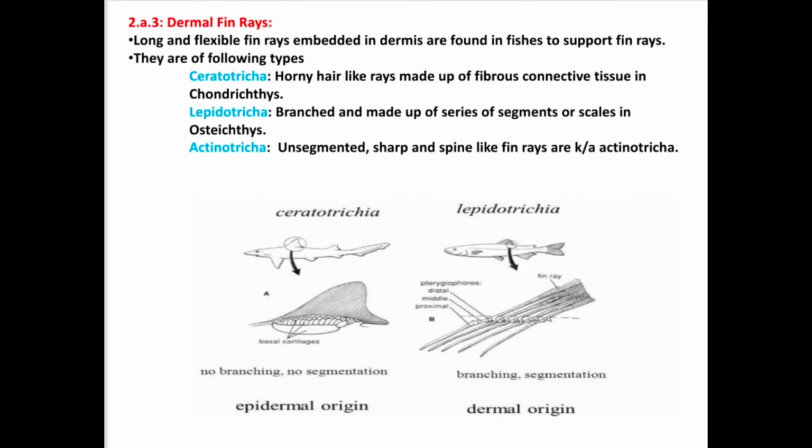These are long flexible fin rays embedded in the dermis. For example, in chondrichthyes or the cartilaginous fishes, they are horny hair-like, made up of fibrous connective tissue, and so they are called ceratotricha. Cerato means horn and tricho means hair. In osteichthyes, that is bony fishes, they are branched and made up of a series of segments or scales, and so are called lepidotricha. Lepido means scales. Similarly, unsegmented, sharp and spine-like fin rays are called actinotricha.